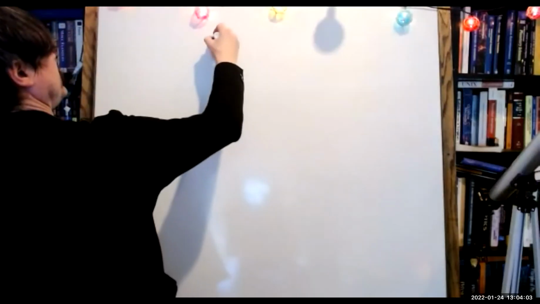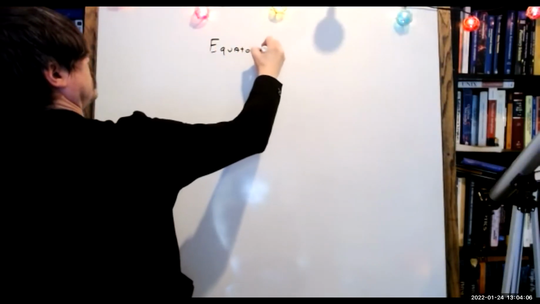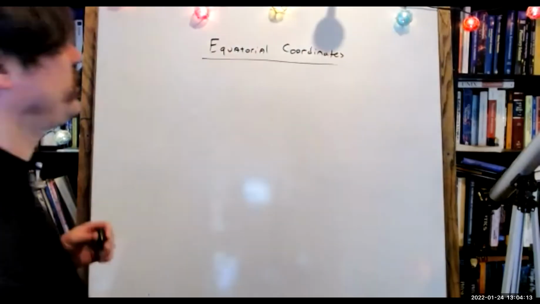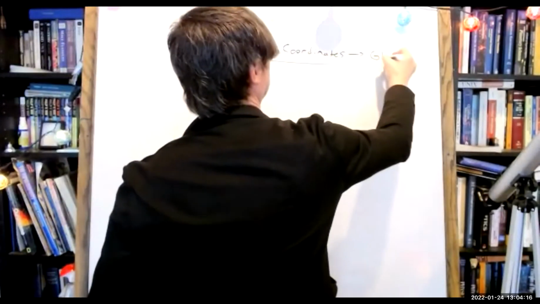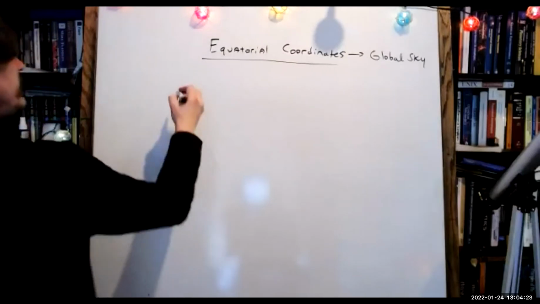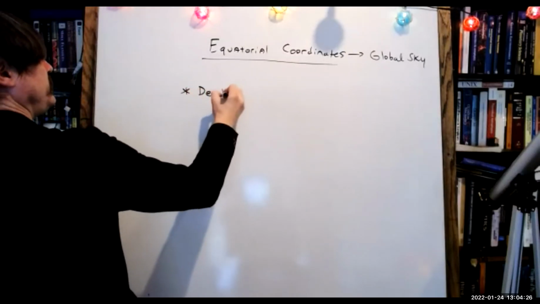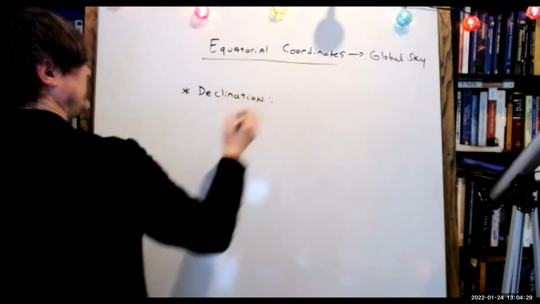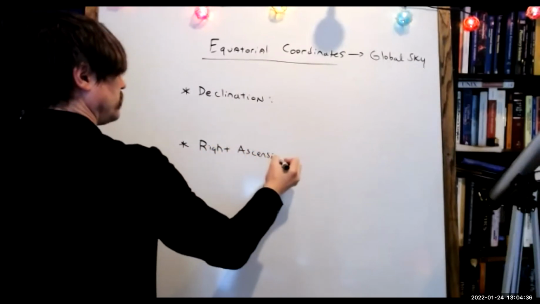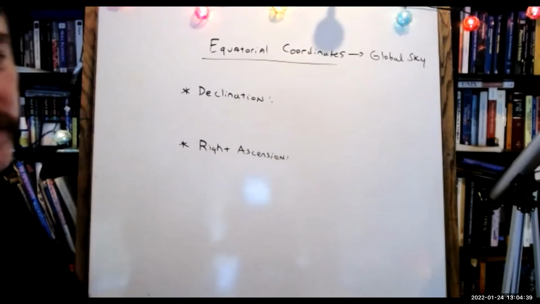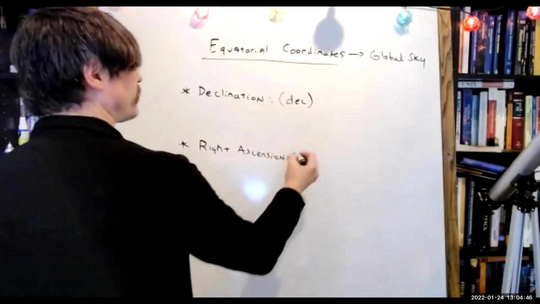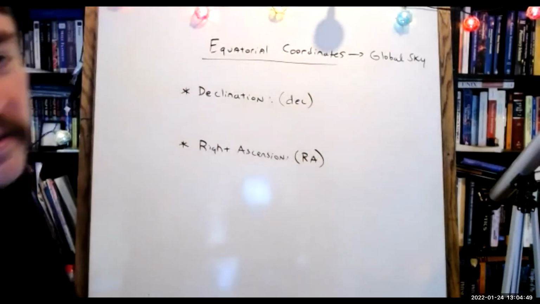Our third coordinate system is called Equatorial Coordinates. And we use these equatorial coordinates for the global sky, okay? They are two coordinates. One is called declination, and the other is called right ascension. The abbreviation that astronomers use for declination is DEC, okay? We call it the DEC. And for right ascension, we call it the RA, okay?